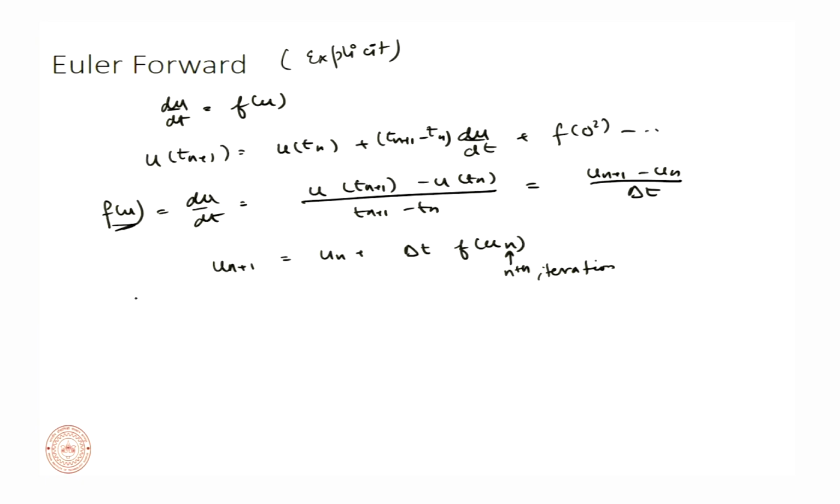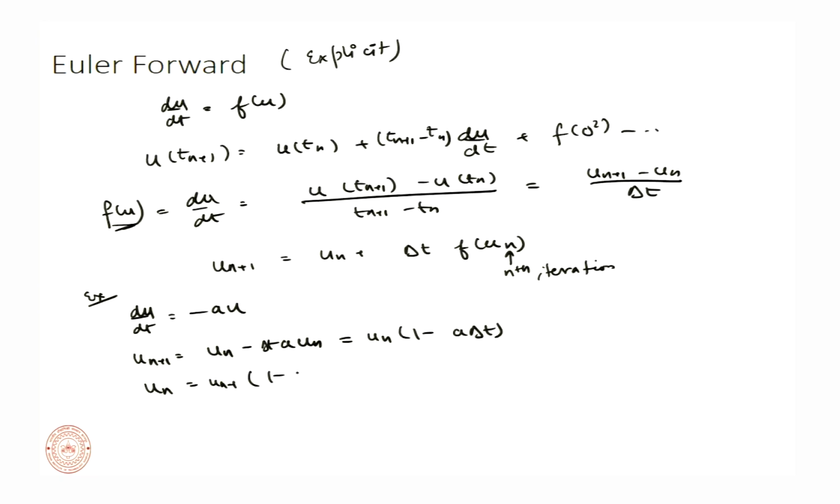Okay. So, if we take an example for this, say du by dt equals minus a u. Then u of n plus 1 equals u of n minus a u of n times delta t, right. So you can take u of n common, so 1 minus a delta t. Likewise, u_n will be equal to u of n minus 1 times 1 minus a delta t. Substitute this u_n into this expression, and you will find u of n plus 1 equals u of n minus 1 into (1 minus a delta t) squared.